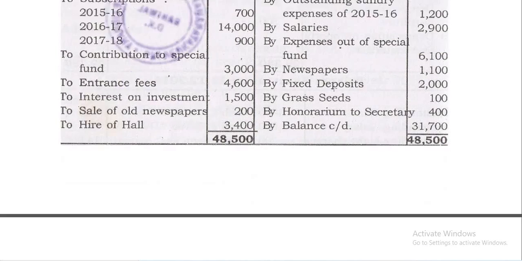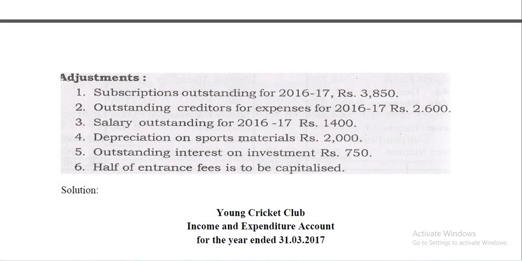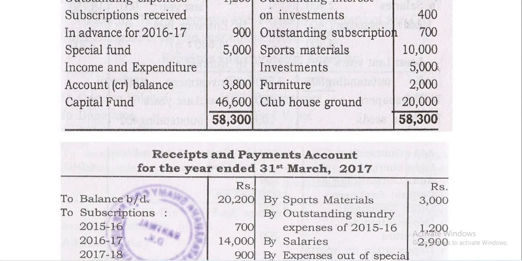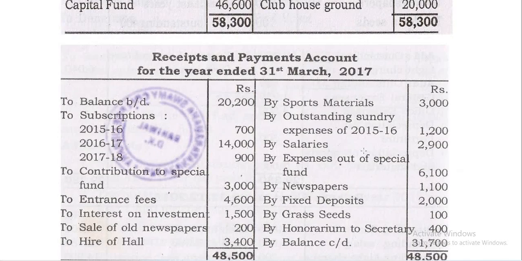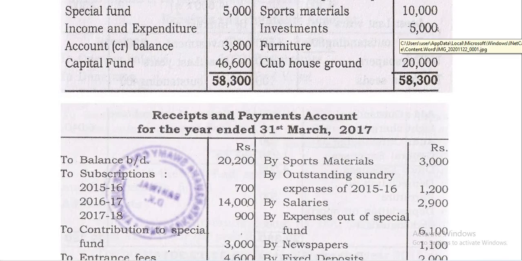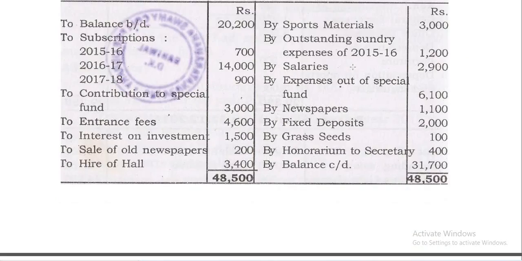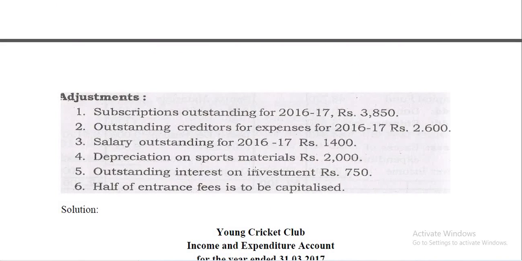Next one is depreciation on sports materials, 2,000. Straight away it should be debited to the income and expenditure account. And in the balance sheet, it is deducted from sports materials. You have to find out the opening balance of sports materials, 10,000. During the year, there is no purchase of sports materials. So opening balance is 10,000. Additions nil, sale nil. Therefore, only the depreciation amount should be deducted in the balance sheet. So 2,000 should be deducted.